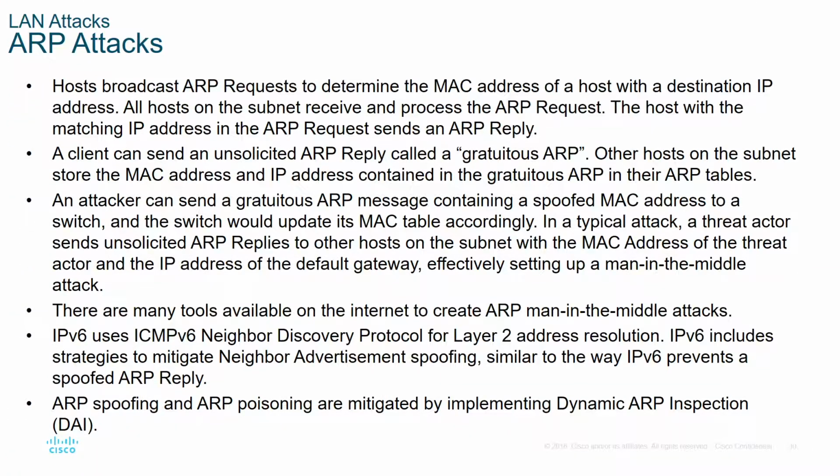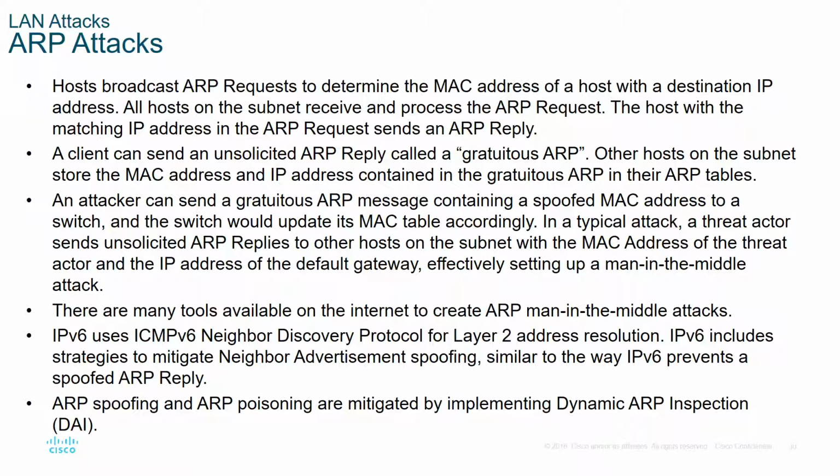ARP attacks. Hosts broadcast ARP requests to determine the MAC address of a host with a destination IP address. All hosts on the subnet receive and process the ARP request. The host with the matching IP address in the ARP request sends an ARP reply. A client can send an unsolicited ARP reply called a gratuitous ARP. Other hosts on the subnet store the MAC address and IP address contained in the gratuitous ARP in their ARP tables.